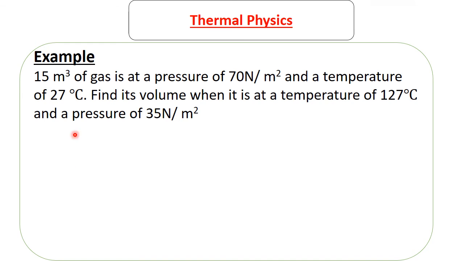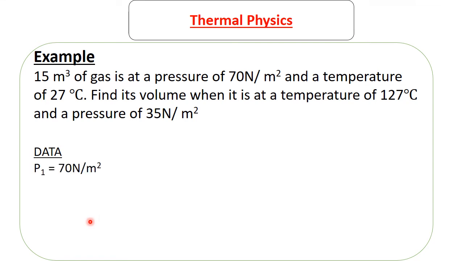Let's take a look at an example. 15 meter cubed of a gas is at a pressure of 70 Newton per meter squared and at a temperature of 27 degrees Celsius. Find its volume when it is at a temperature of 127 degrees Celsius and a pressure of 35 Newton per meter squared.